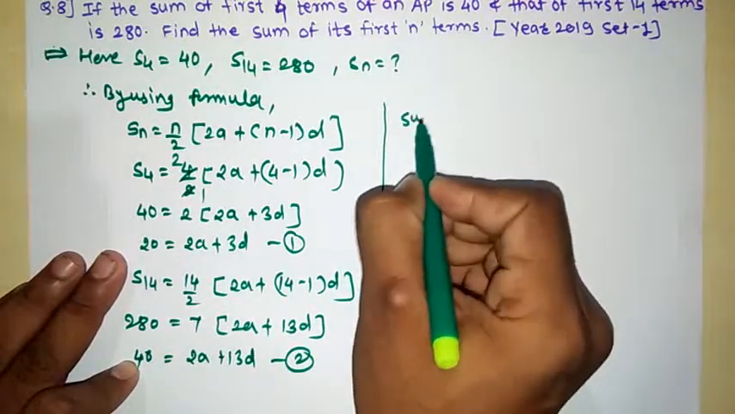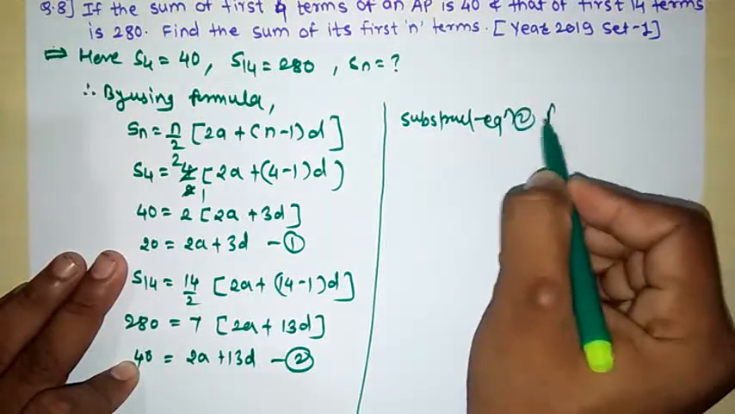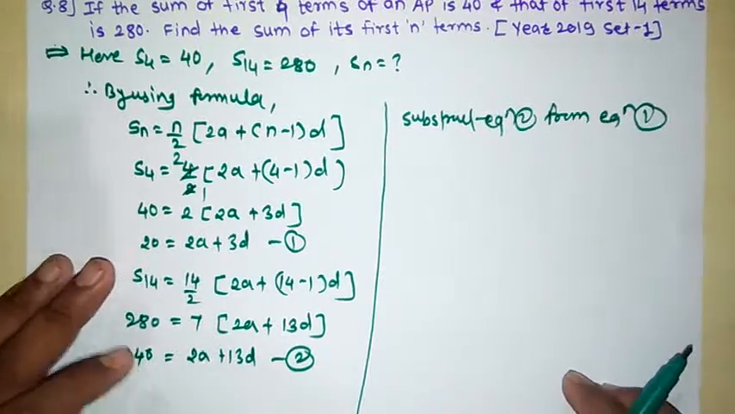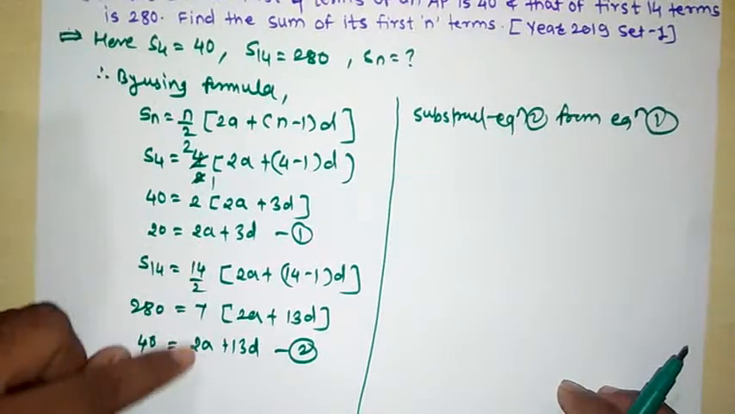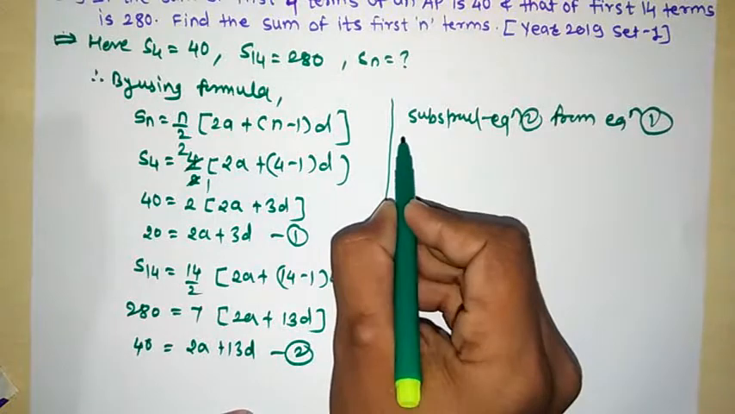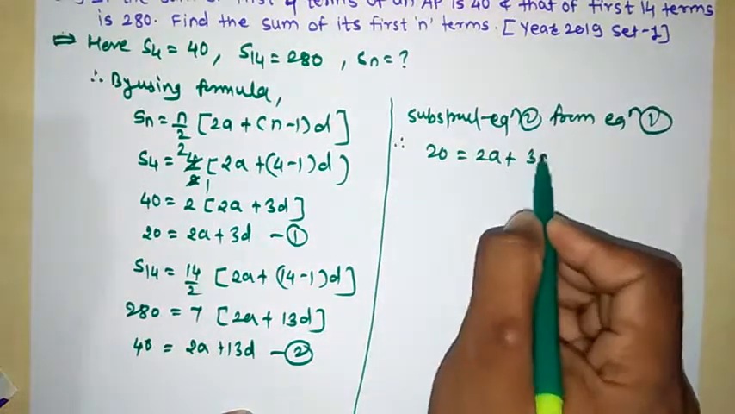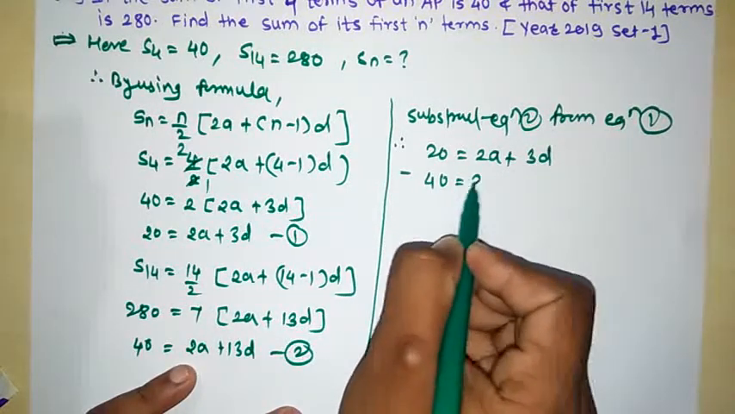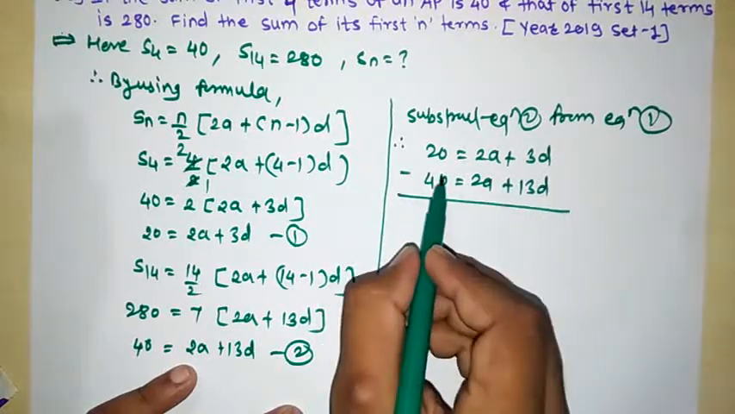Subtract equation 2 from equation 1. We can directly subtract here because the coefficient of one variable has to be the same. Here the coefficients are the same, 2 and 2. Therefore we can directly subtract. Therefore we get 20 is equal to 2a plus 3d minus 40 is equal to 2a plus 13d. While subtracting we have to change the signs of the below terms.